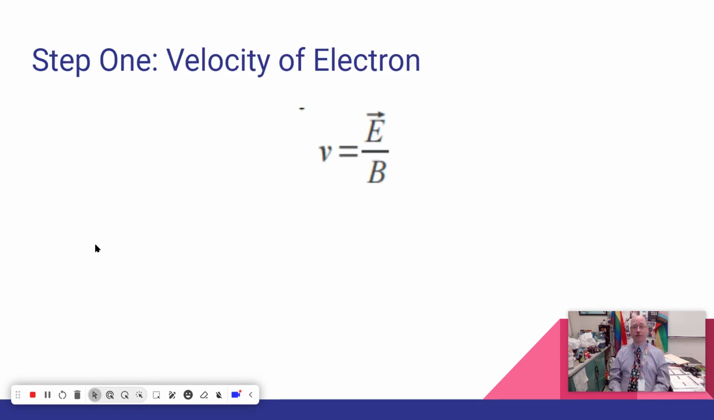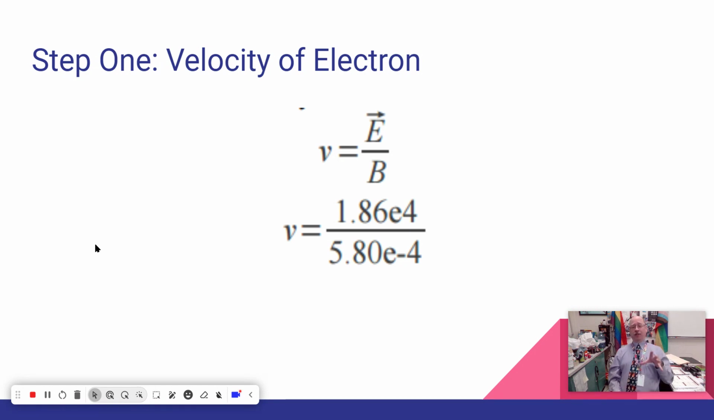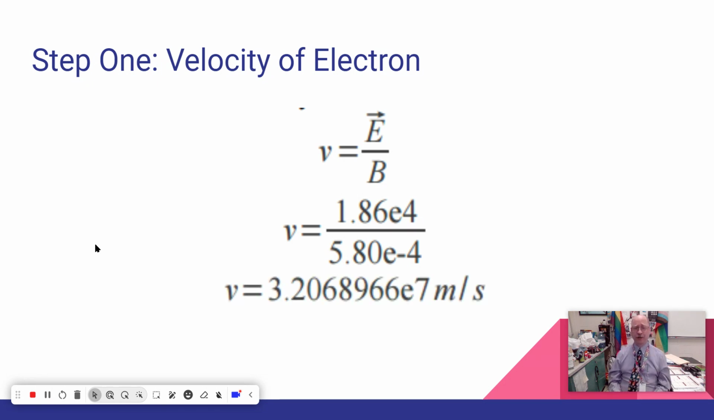The first thing I would have to do is calculate the velocity of the electron using the velocity selector formula. I just stick in the numbers that we were just given. Once I've got those numbers in, I calculate it, and I find that it's going just a bit over 10% the speed of light, which is pretty fast. 3.20-ish times 10^7 meters per second.